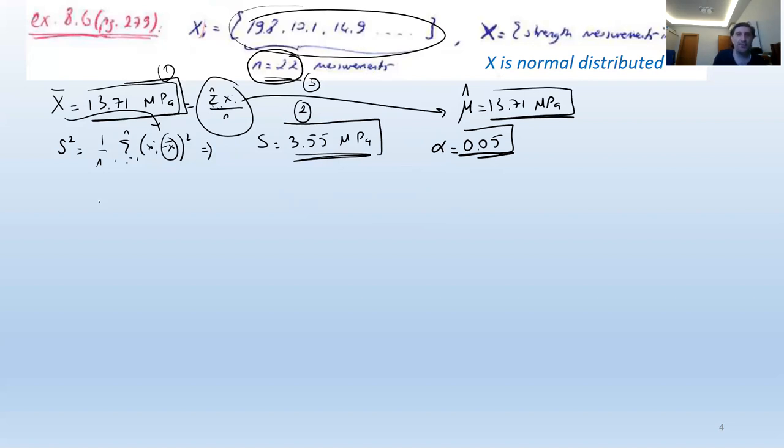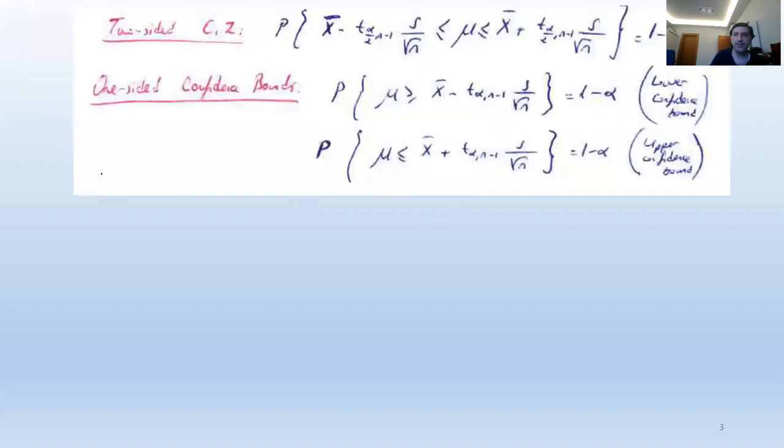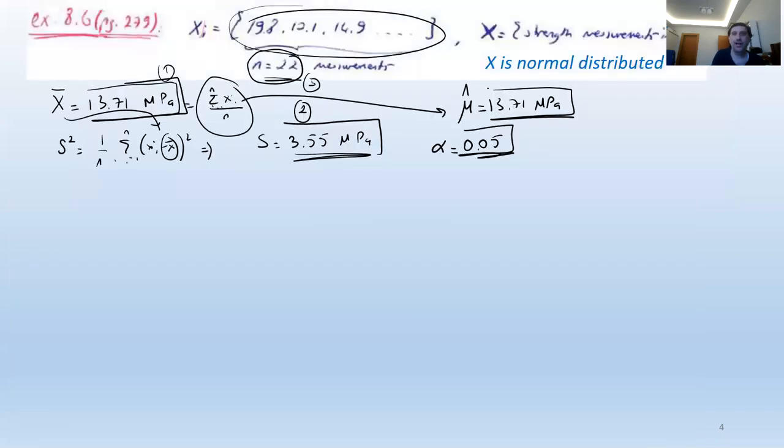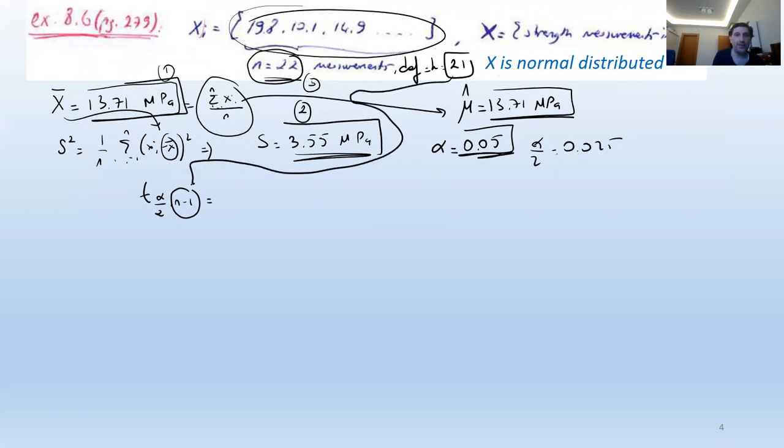Now, in the previous case, for a two-sided confidence interval, and for this specific case, we are going to use t alpha over 2, n minus 1, so that I can determine the lower and upper bounds. Here alpha over 2 is going to be equal to 0.025, and n minus 1 degrees of freedom, which we call k, is equal to 21.